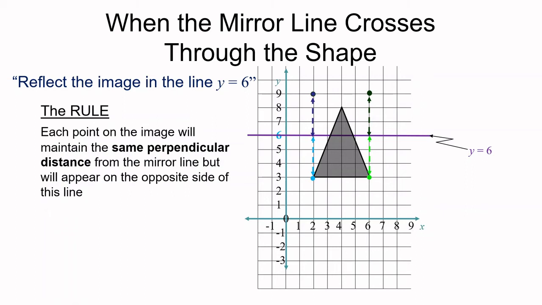Now here's where it gets tricky. This third vertex point is 2 squares above the mirror line. So we're going to reflect it 2 squares below the mirror line. Now make sure you kept track of which coordinate points represent our reflected image. That's the black one, the dark blue one, and the pink one. So let's join those up, and there's our reflected image.